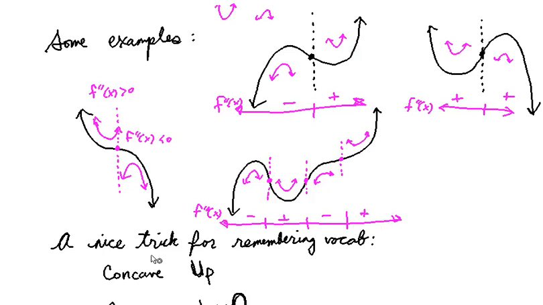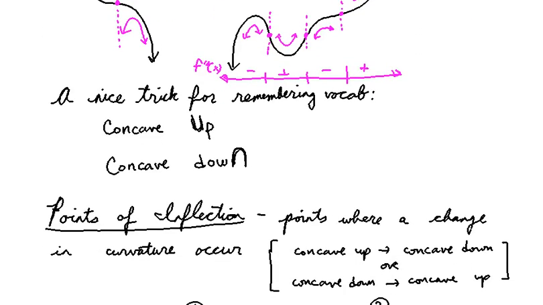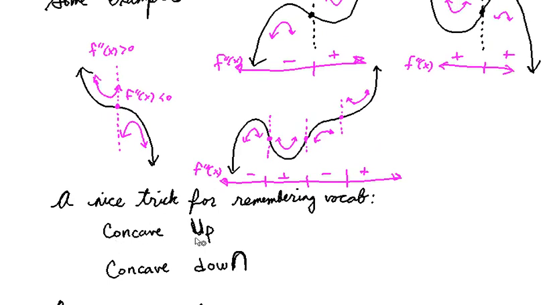Here's a nice way to remember these words, if you're having trouble connecting the word with the shape. Just think of it this way. The U is my concave up, and the N is my concave down. If I see this kind of shape opening down, then it's going to be concave down, and if I see it going up, then just think of the word U. U for up and N for down.